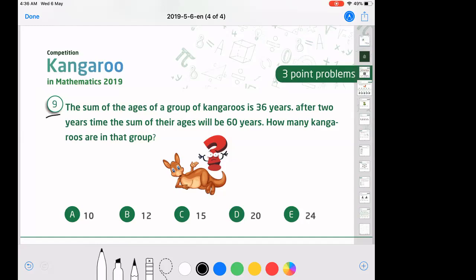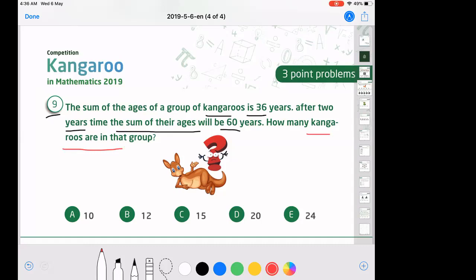Question number 9. The sum of the ages of a group of kangaroos is 36 years. After 2 years, the sum of their ages became 60. How many kangaroos are in that group?